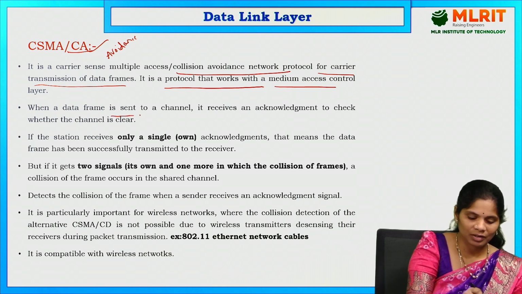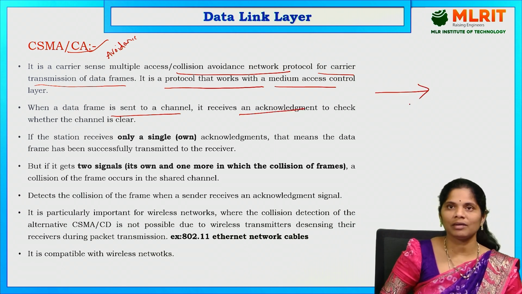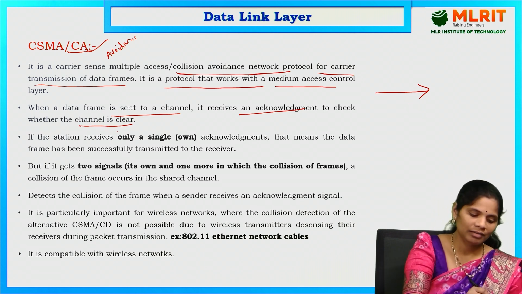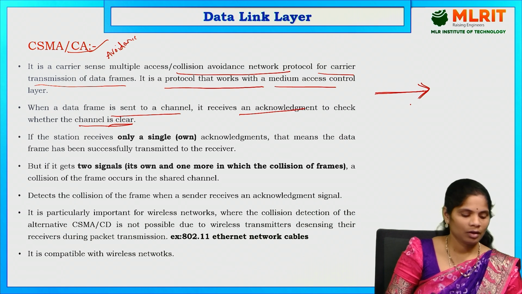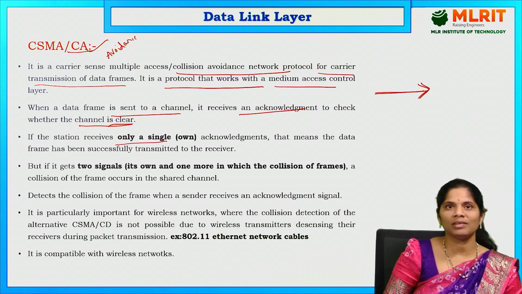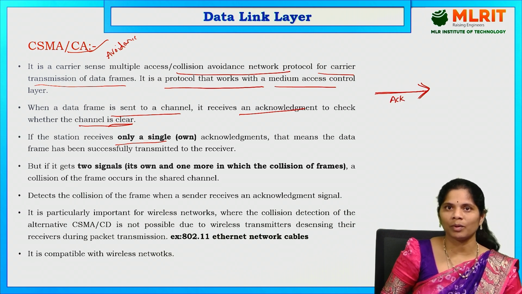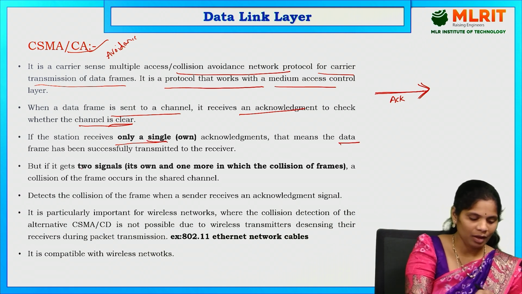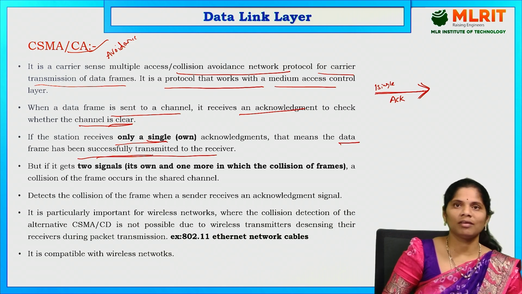When the data frame is sent to a channel, it receives an acknowledgement. Whenever the data frame is sent to a particular channel, first it will check whether the channel is idle or busy before it gives some acknowledgement to the station. If it is giving only one signal, one acknowledgement, it means the data frame has been successfully transmitted to the receiver.